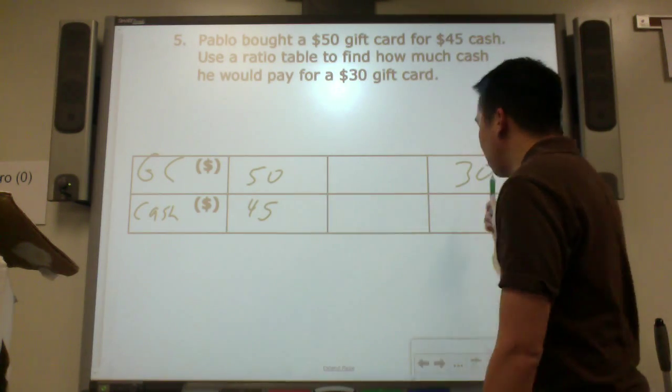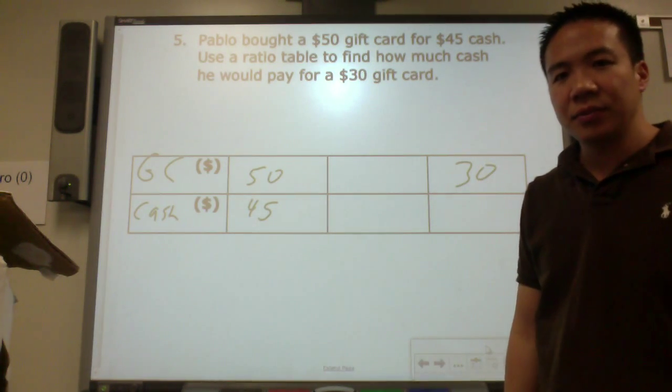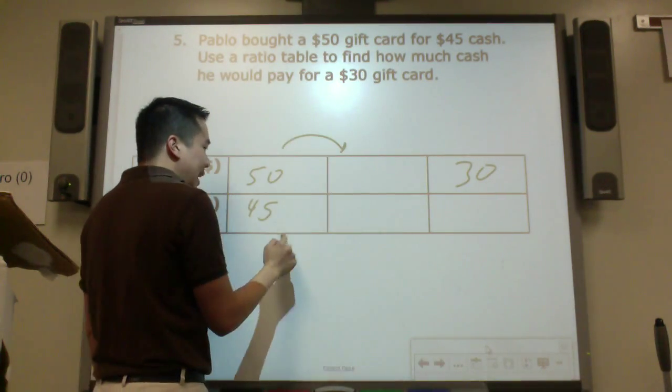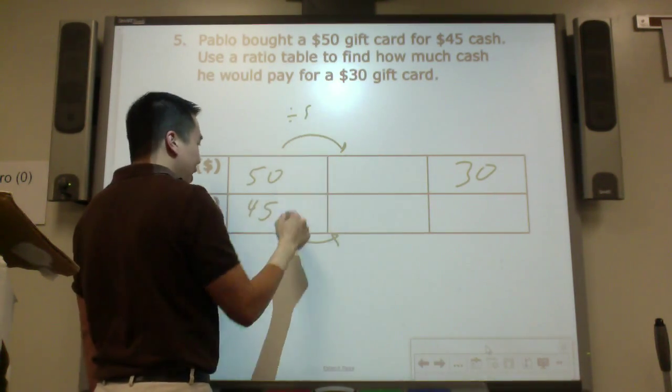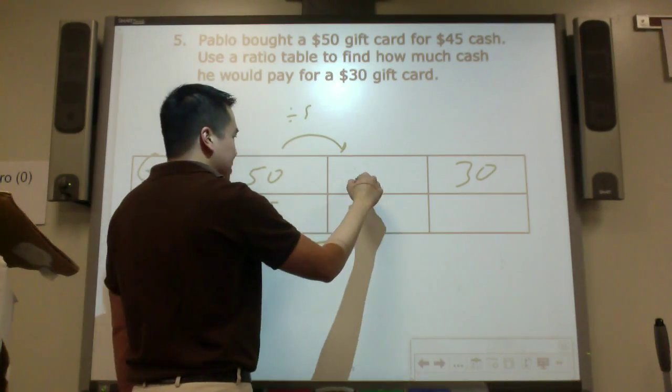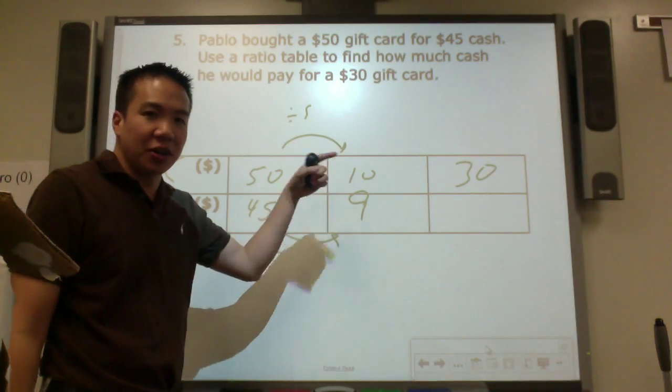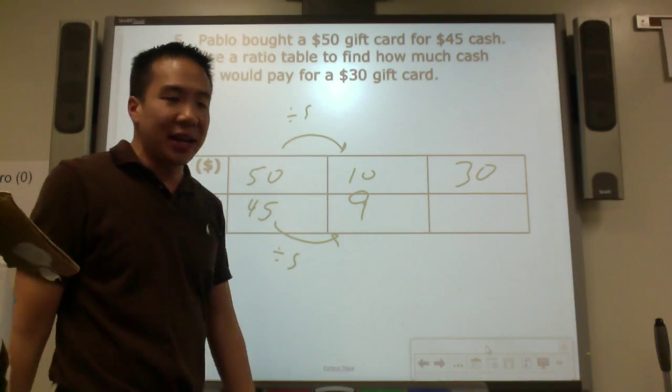Can 50 be broken down into 30 equally? I don't think so. Could you simplify this? Could you break it down? Let's break this down by 5. That would be 10 and 9. So for every $10 gift card you buy, it costs you $9 cash.